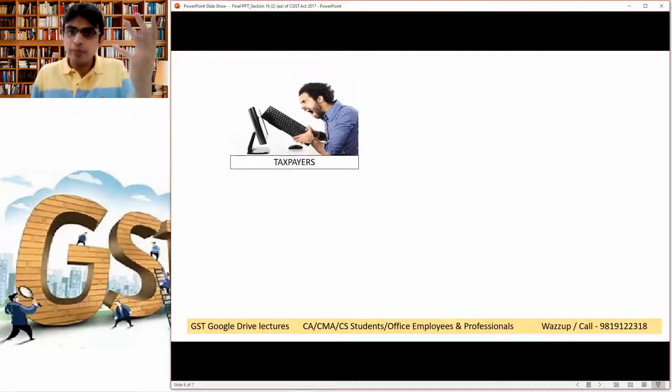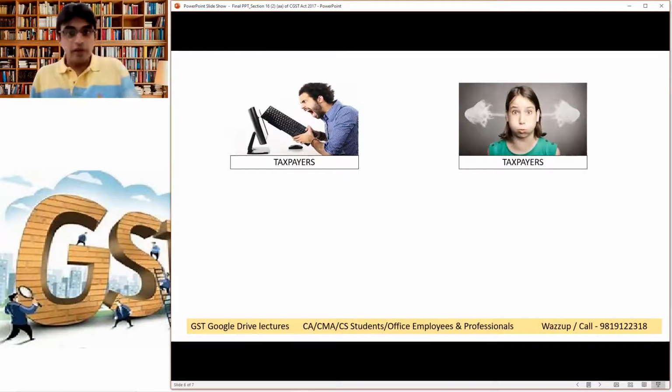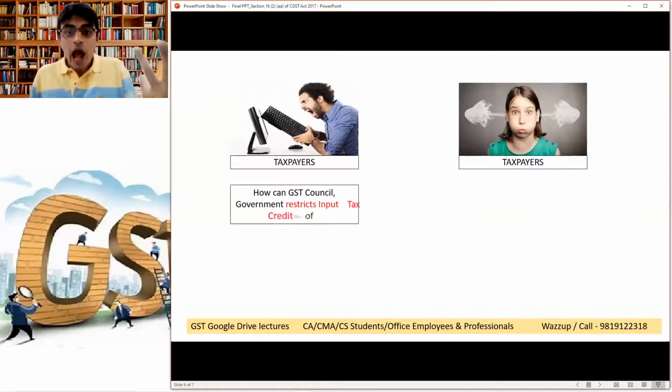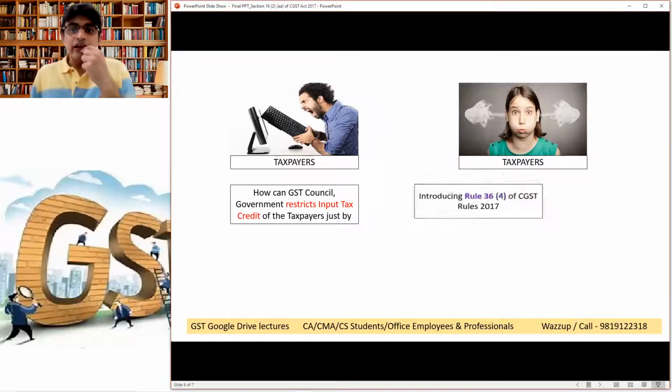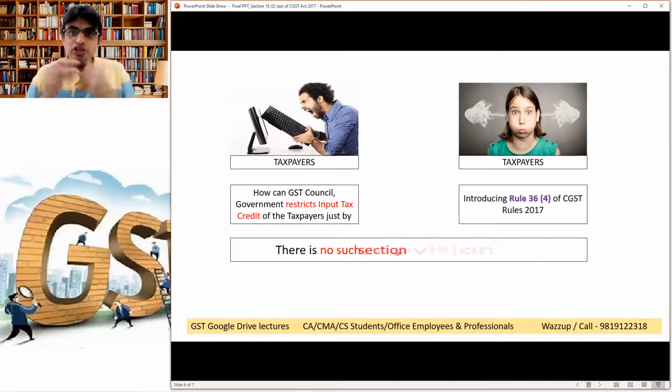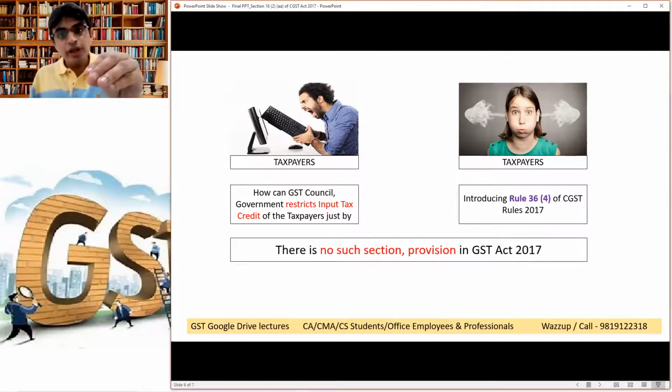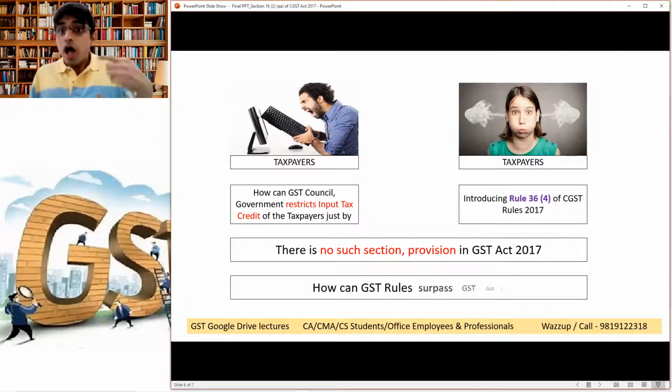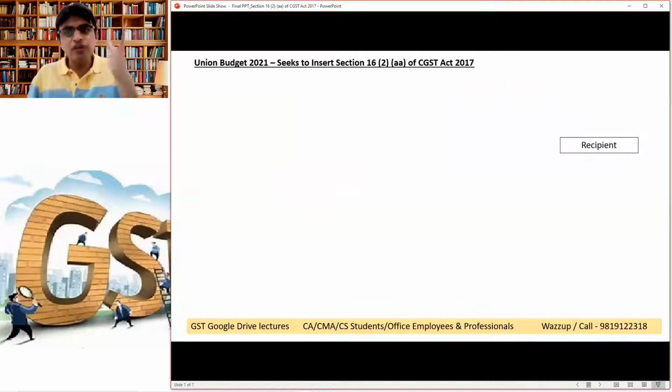Now all the taxpayers were agitated. There were queries going on about how the GST Council can restrict input tax credit just by introducing Rule 36 sub Rule 4. There is no such provision in the Act. There was never anything like this in the GST Act. Just by introducing a rule, how can you restrict my credit? There is ambiguity about how GST rules can surpass the GST Act. Act and rules should support each other. This time the rules are surpassing the GST Act. So this was going on.